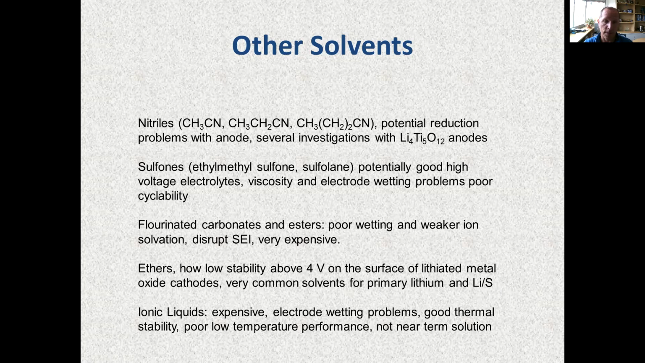Another solvent example are the ionic liquids. Ionic liquids have received a lot of attention over the last decade or decade and a half, we'll say. There's been a large amount of research into the use of ionic liquids in lithium-ion batteries. They have several problems, though. First off, they're very expensive. They also have significant electrode wetting problems. While they do have very good thermal stability, they have very poor low temperature performance, and for the most part, most researchers in lithium-ion batteries do not consider the use of ionic liquids as a near-term solution to our electrolyte problems.